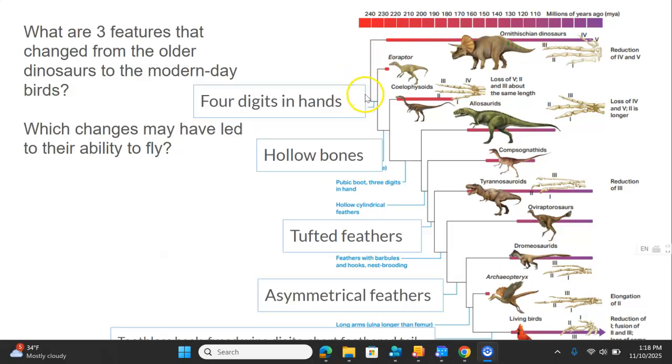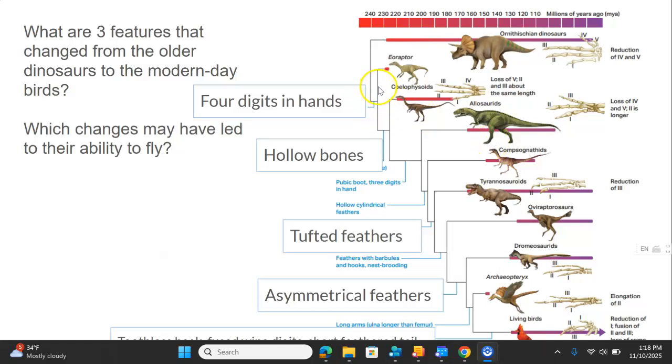Okay, now as time went on, they divided up, or different organisms may have gone into different environments, and you have some organism like the Eoraptor, or these coelophysoids, and any organism coming up after this point would have had 4 digits in their hands. Okay, this is one change that happened between these guys and everyone else.